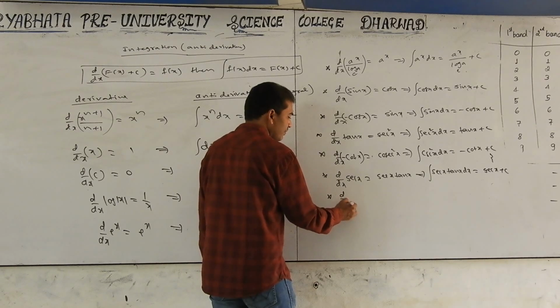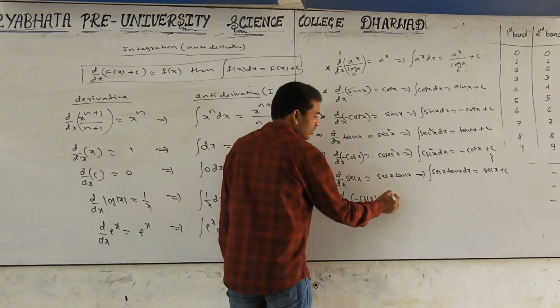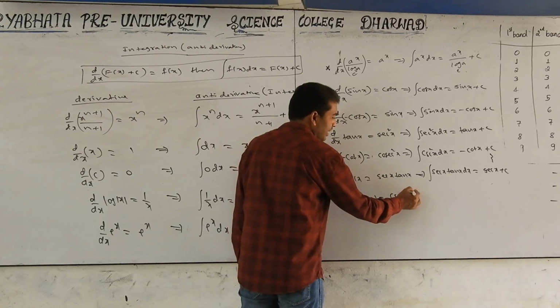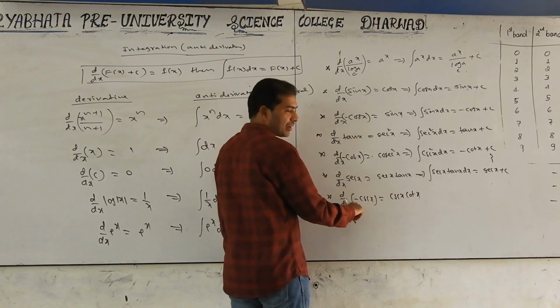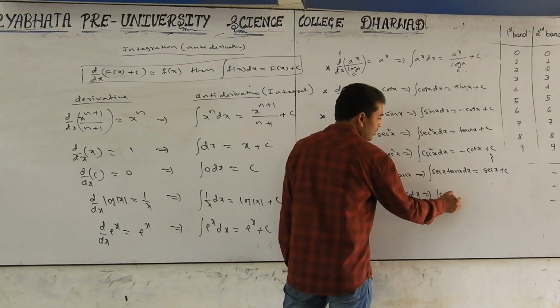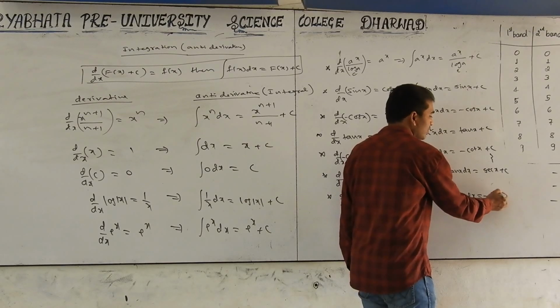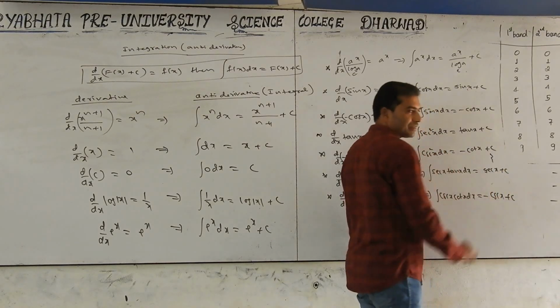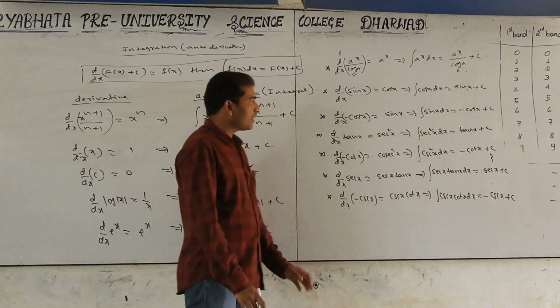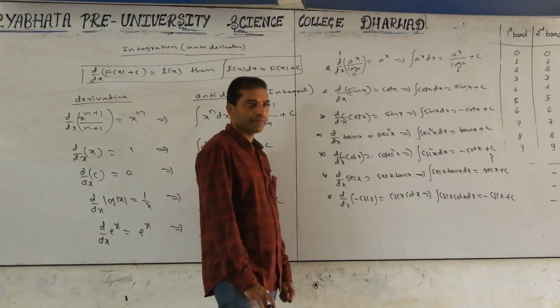D by dx of minus cosec x equal to cosec x into cot x. Minus indicates that multiplication minus. So integration of cosec x into cot x dx equal to minus cosec x plus c. Okay, we have done these standard formulas by using differentiation so far.